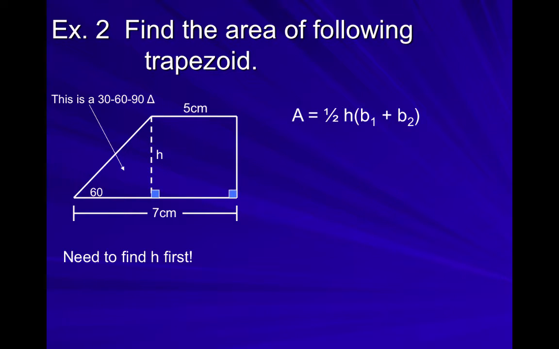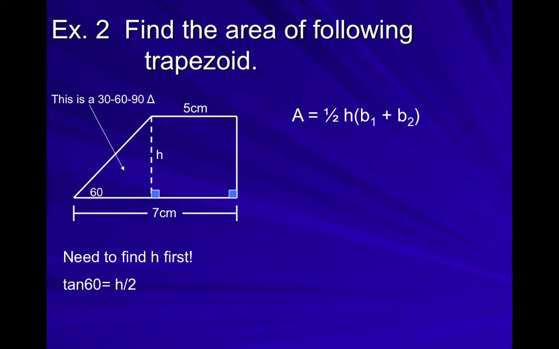So if you keep in mind that this is a 30, 60, 90 triangle, so there's multiple ways to solve for the height. You could use your special right triangle rules if you remember those. Those are always really short. You could also use trig, okay, which is what I'm going to do here.